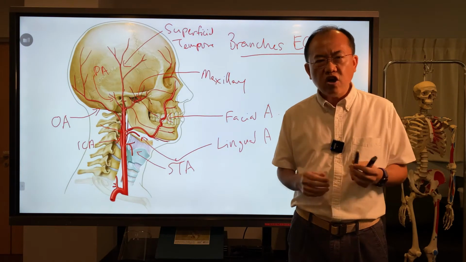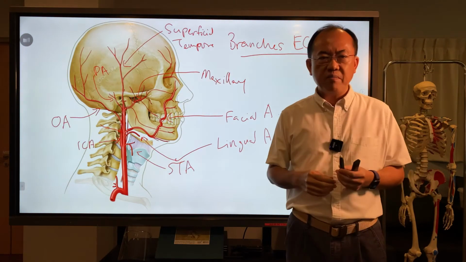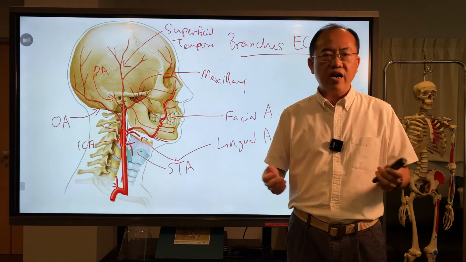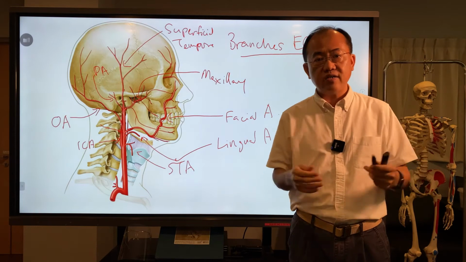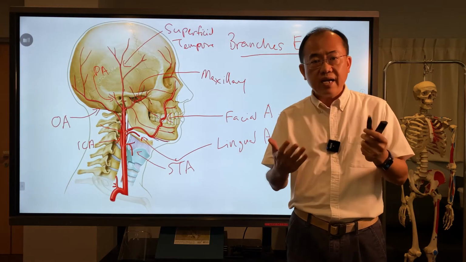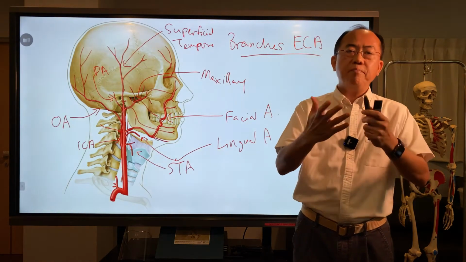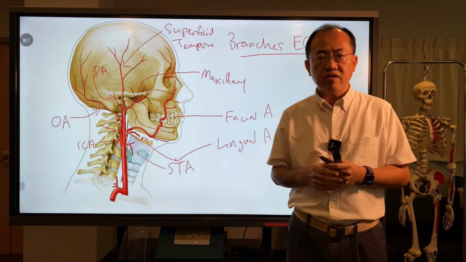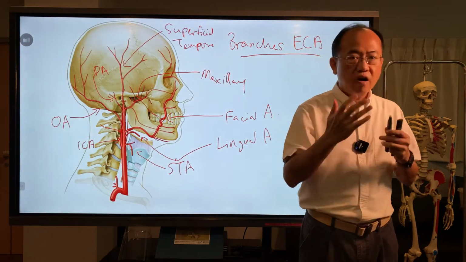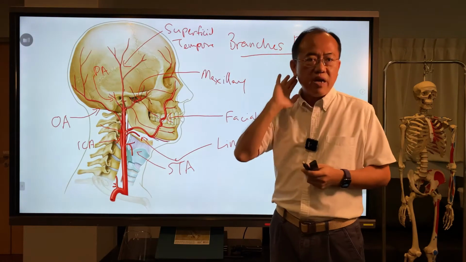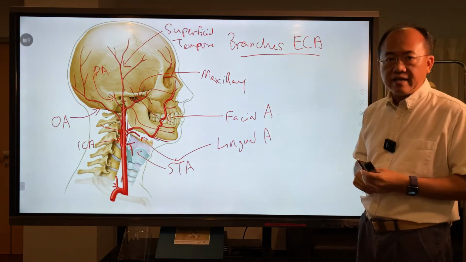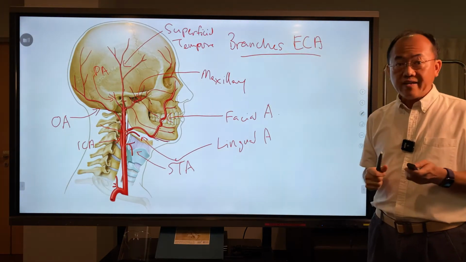So actually, it's not difficult. You don't have to memorize them. You could actually work it out. The branch that supplies the thyroid, we call thyroid artery. The branch that supplies the face, facial artery. Branch that supplies the tongue, lingual. Branch that supplies the maxilla, maxillary artery. Branch that runs in the temple, temporal artery. Branch that goes to the occipital bone, occipital artery. Branch that runs behind the ear, posterior auricular. These are branches of the external carotid artery. Very easy, right? Okay.